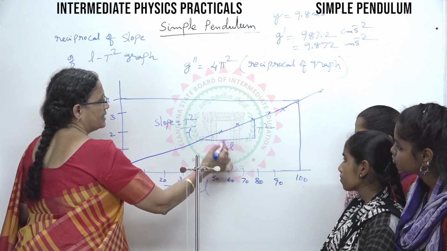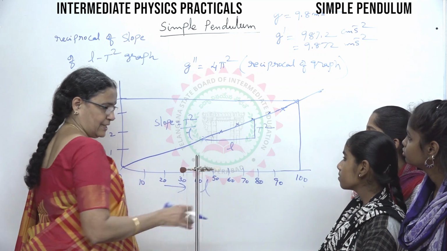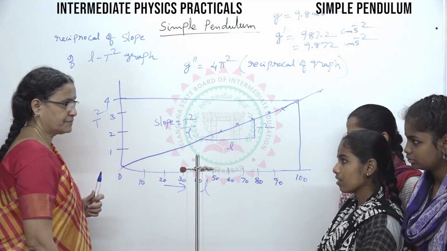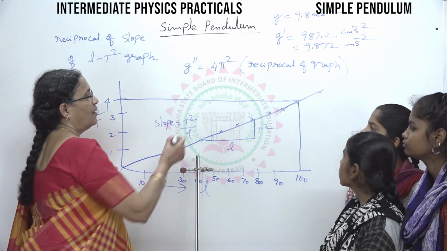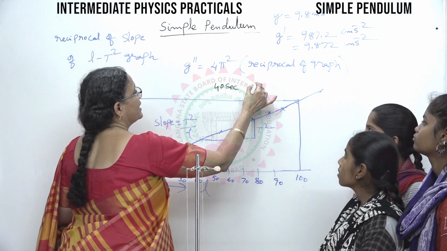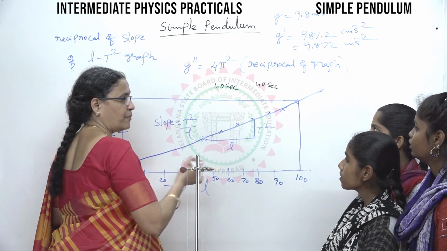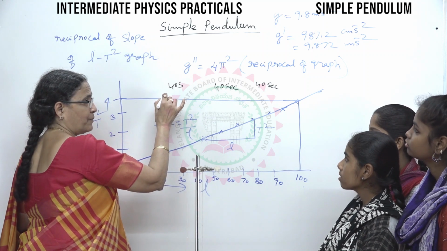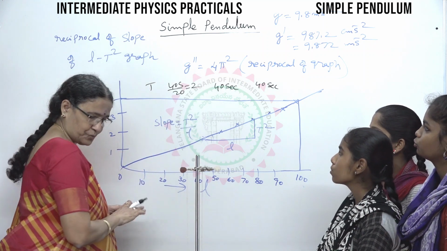So 60, 70, 80, 90. For 100, if you take 100, the bob will go almost near to the ground. So you will get, for example, the first reading is 40 seconds. Say the second reading is also 40 seconds. What is the average of 40 and 40? 80 by 2, 40. And this is the total time. What will be the time period? 40 by 20, that is 2.